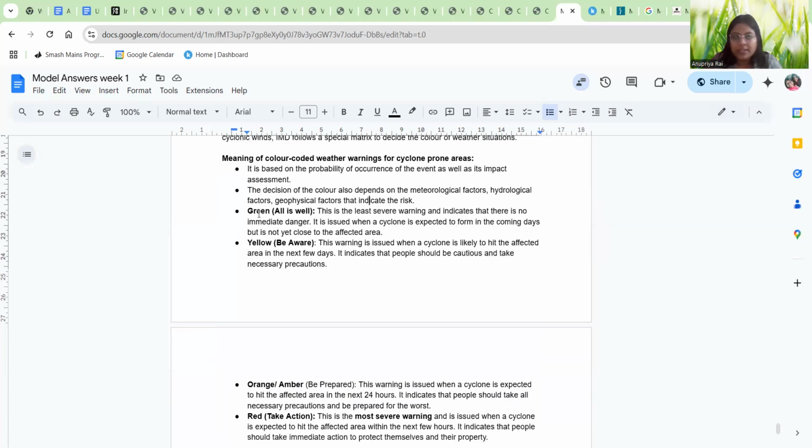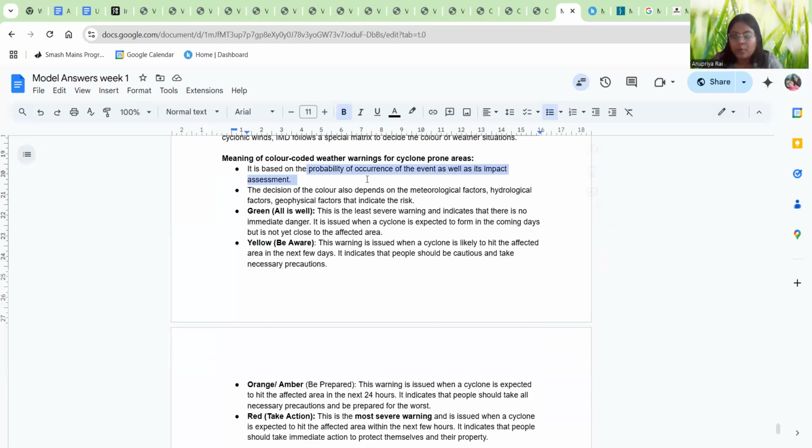So what is the meaning of color coded? One thing we know is that there will be green, there will be red. Now you might be confused whether there will be yellow, whether there will be orange, or both, or something. But let's try to answer how we're supposed to answer this. Meaning of color coded weather warnings for cyclone areas.